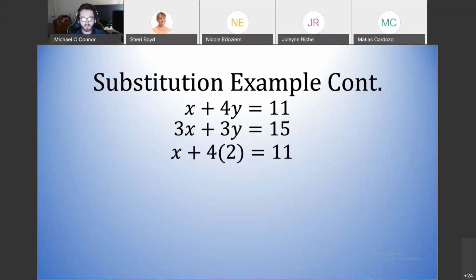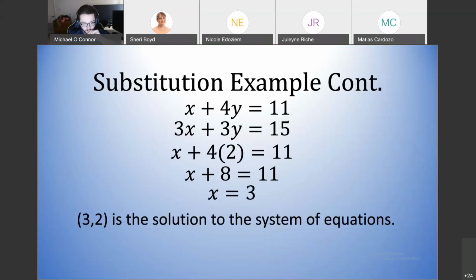So if you plug y equals 2 into the top equation, you get x plus 4 times 2 equals 11, and that's 8. So x plus 8 equals 11, and then you subtract 8 over to the other side, and you get x equals 3. So the solution to the system of equations is the point (3, 2).